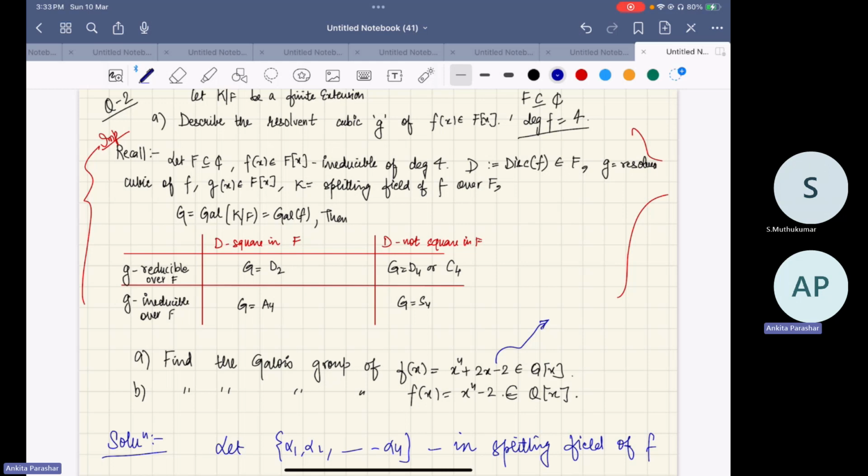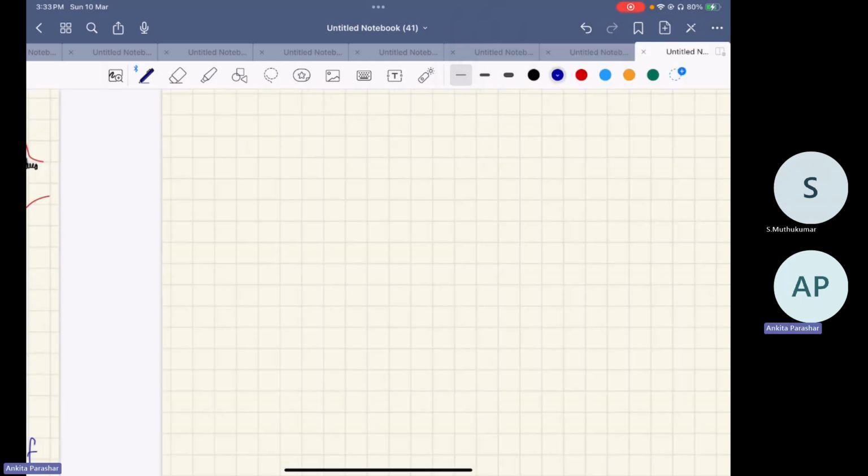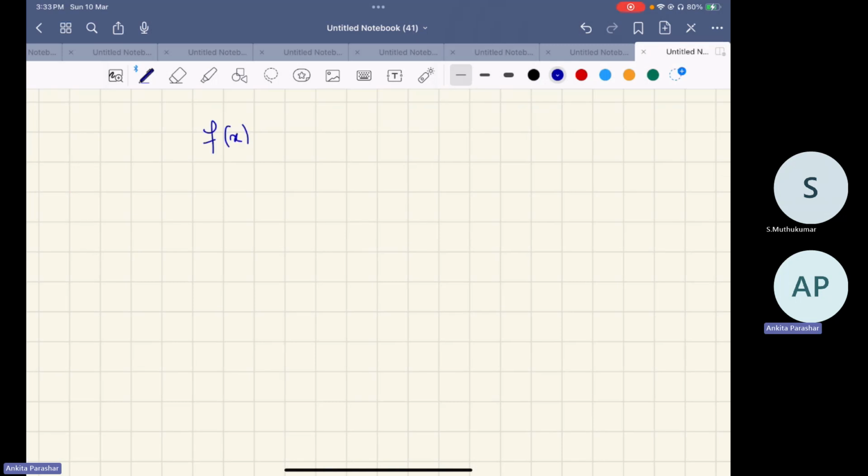If you have x^4, let me just write. So in general, suppose your polynomial f(x) is x^4 + cx + d, let's say. Then the discriminant, as sir mentioned in the lectures, is well known; if you see some literature or online notes, you will find this thing.